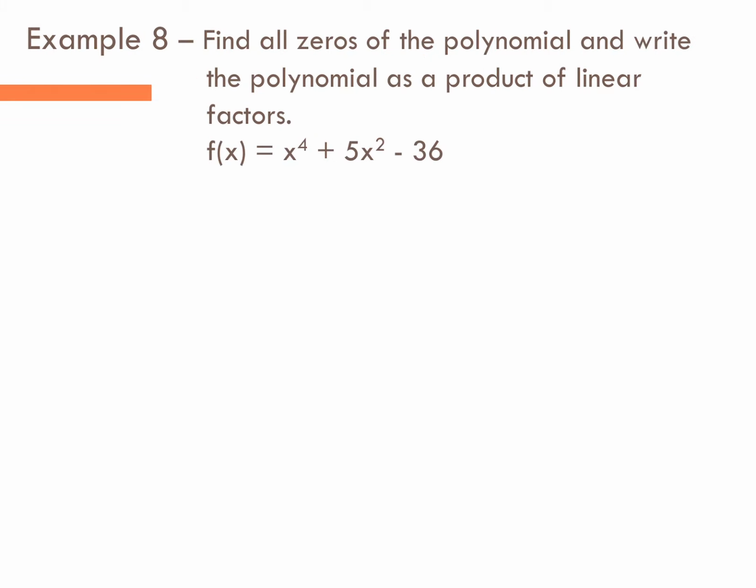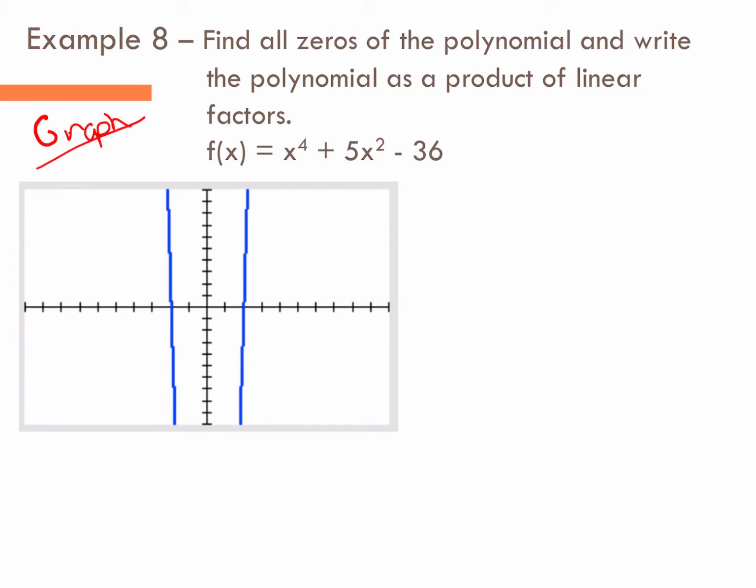Just like we did last class, we're going to start the same way. We're going to find all zeros of our polynomial and write it as a product of linear factors. So we have x to the fourth plus 5x squared minus 36. You're going to start the same thing that we've done every single time. We're going to start by graphing it. So plug it into your calculator and graph it.